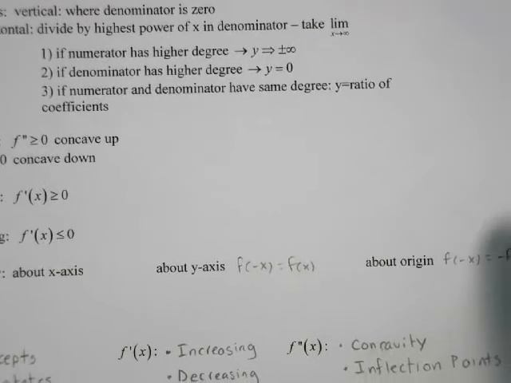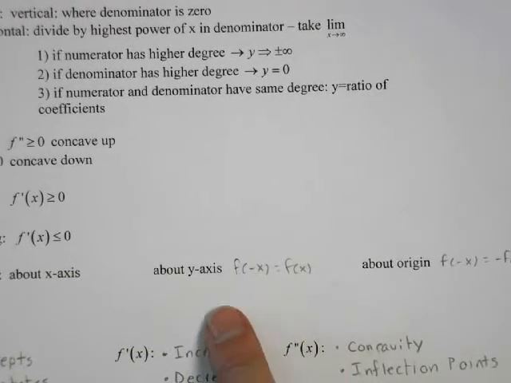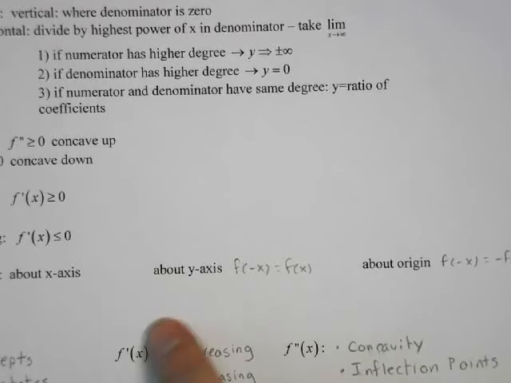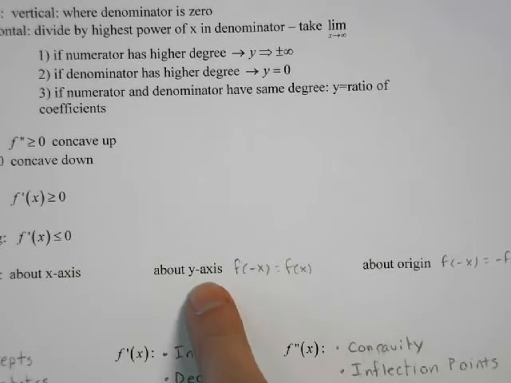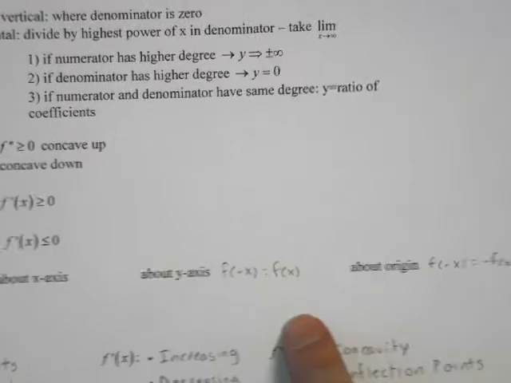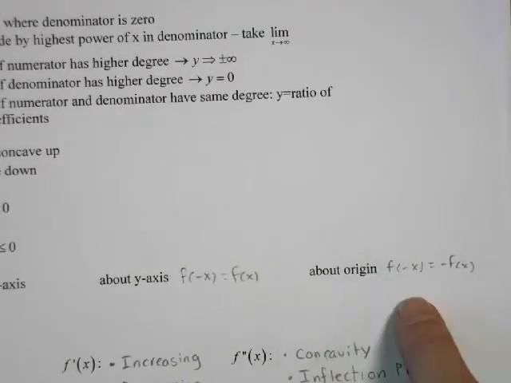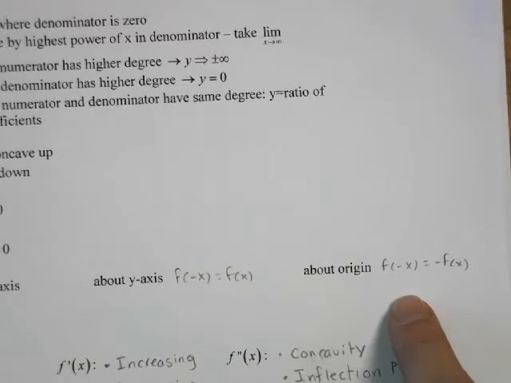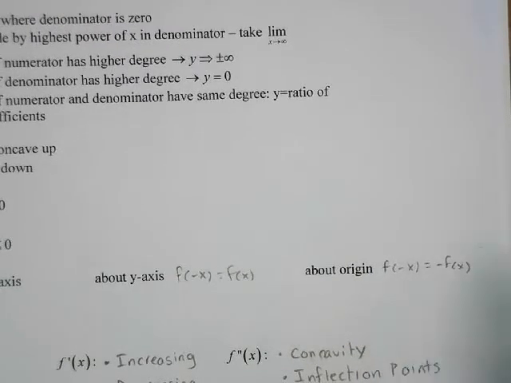And the next thing I want to add, and you can write this on your notes, I'm not really concerned about the x-axis, but for y-axis, that means it's an even function, which means f of negative x equals f of x. And for the around the origin, that means it's an odd function, which means f of negative x equals negative f of x.